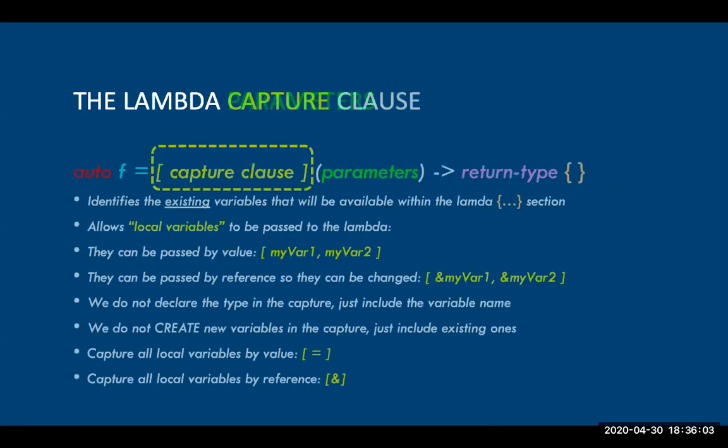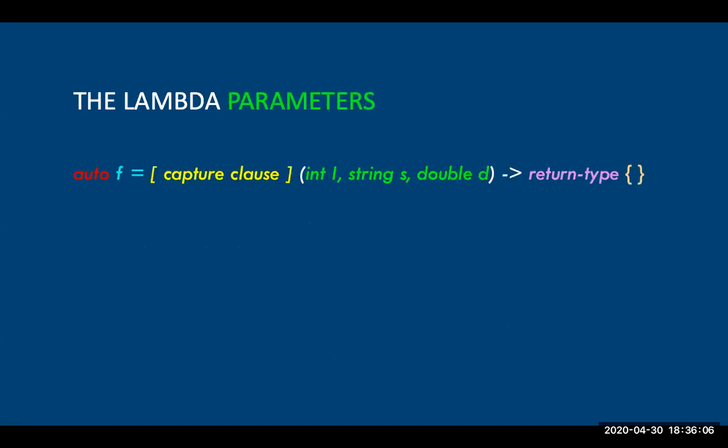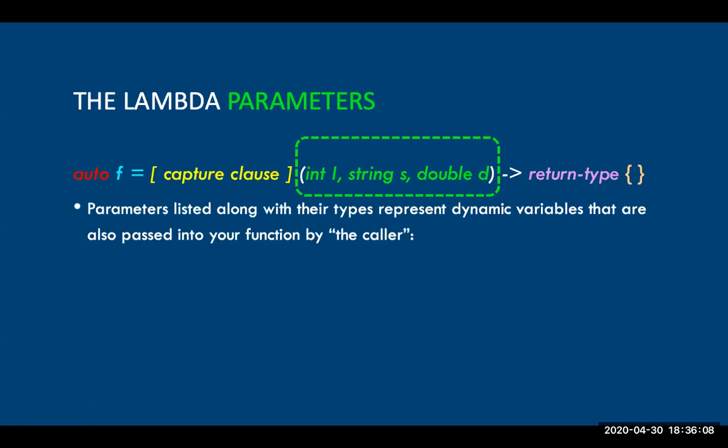So that's the capture, right? So let's take a look at the parameters. Pretty straightforward stuff. It's just the same way you've declared arguments to functions all along. We just give the type and the name, and we know we're going to use that stuff inside of our implementation block over here, right?